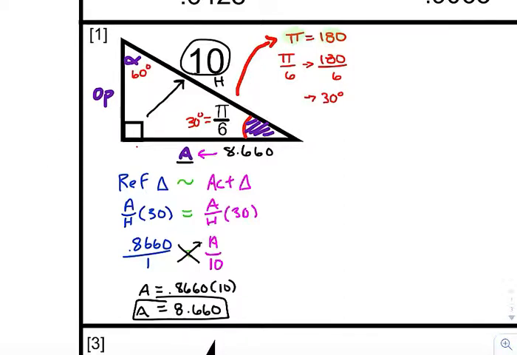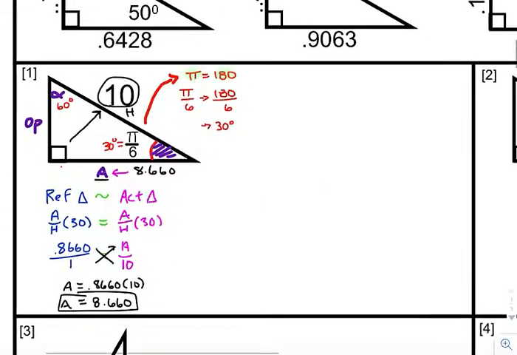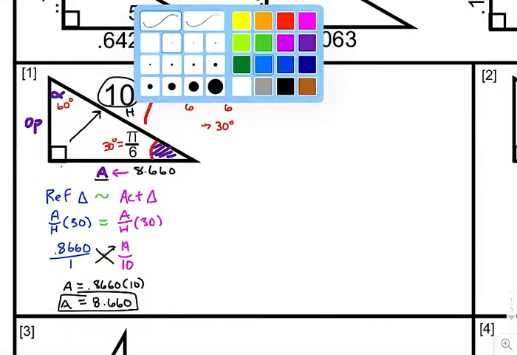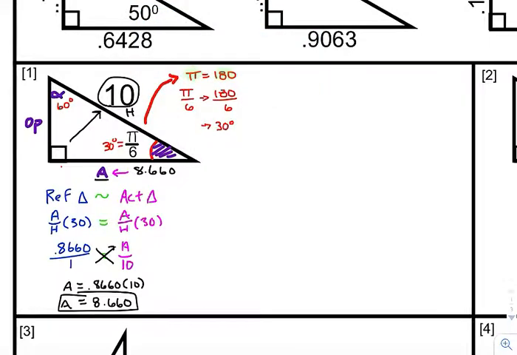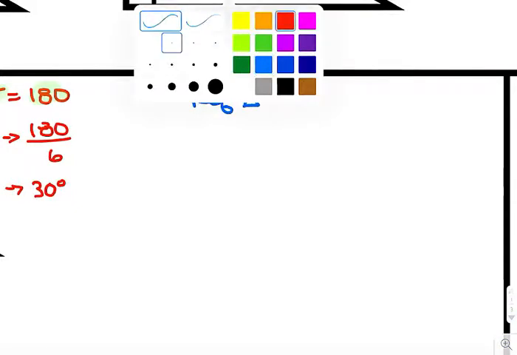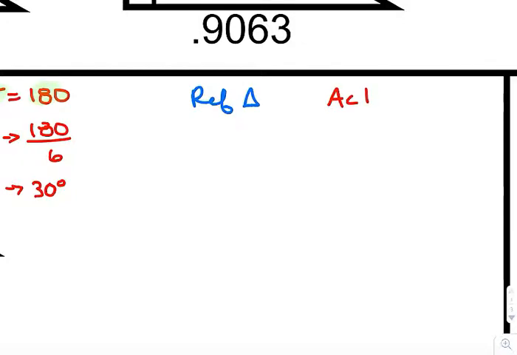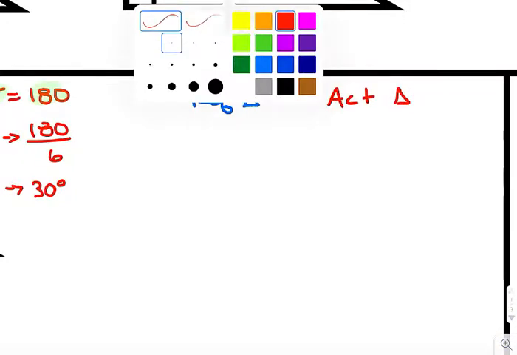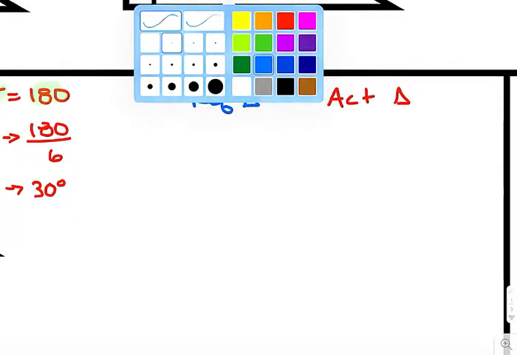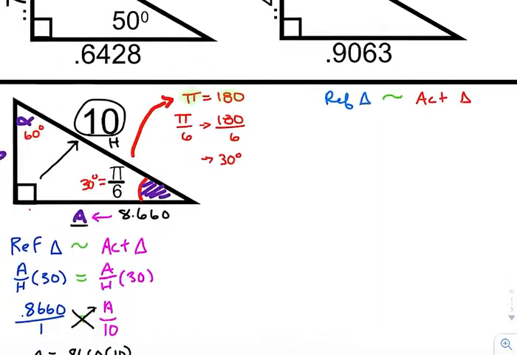Okay, and so now we can move on and we can now solve for the other side, in this case, OP. So I'm going to start this in a very similar way. First I'm going to designate a reference triangle side, and I'll designate an actual triangle side just to orient myself. I'm also going to remind myself that these are similar triangles, so I'll go ahead and put in that structure as well. Now I'm going to need to pick a ratio and a reference angle.